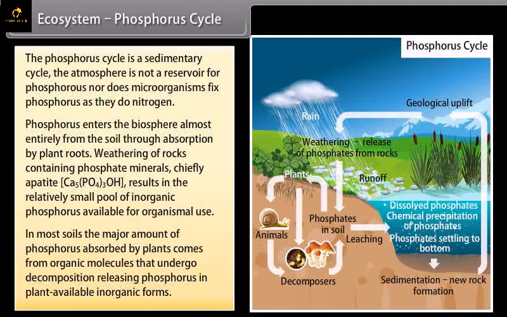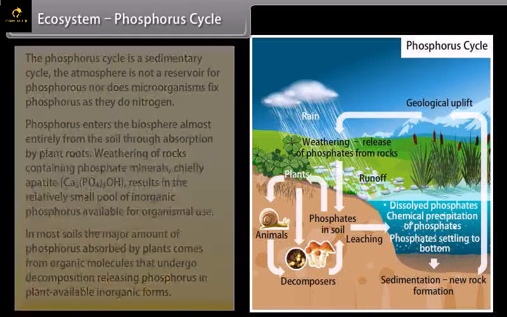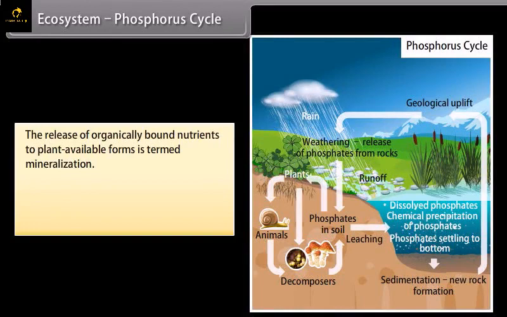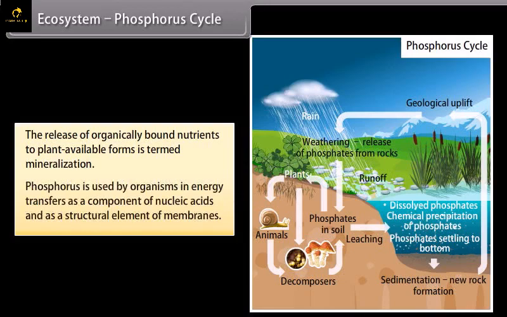In most soils, the major amount of phosphorus absorbed by plants comes from organic molecules that undergo decomposition, releasing phosphorus in plant available inorganic forms. The release of organically bound nutrients to plants' available forms is termed mineralization. Phosphorus is used by organisms in energy transfers, as a component of nucleic acid, and as a structural element of membranes.